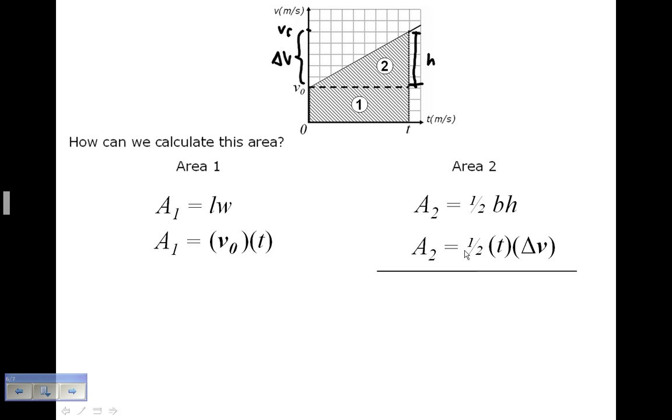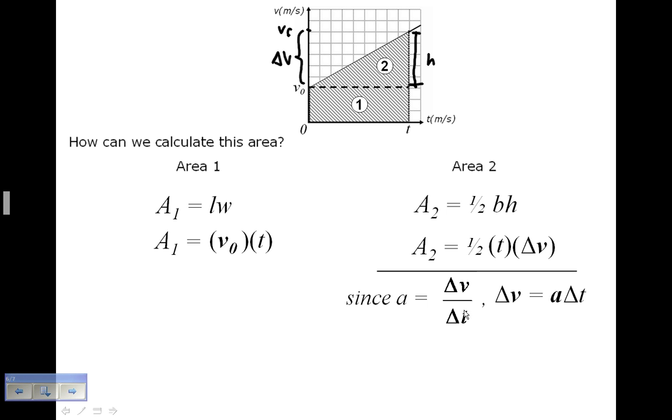Okay, so we're going to take a little side note here and make some substitutions and then come back and put these two areas together. So one thing to remember about acceleration: we've defined acceleration as the slope of this graph, right? Change in velocity over change in time, rise over run. Rearranging that with some algebra, delta v equals a times delta t, right?